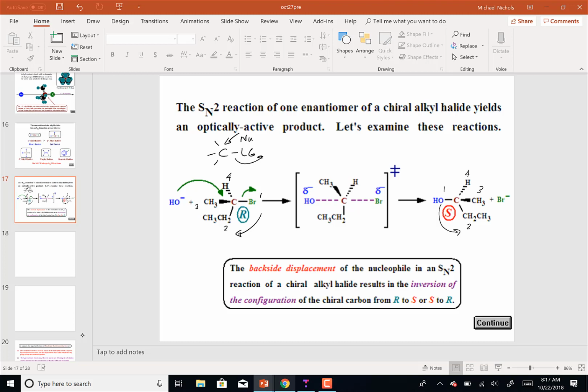So the experimental evidence is that when we do an SN2 reaction with a chiral molecule, we end up with another chiral molecule where the chiral center has been inverted. Okay. Does everybody see that?